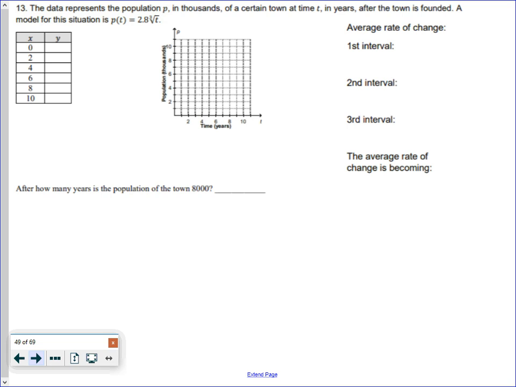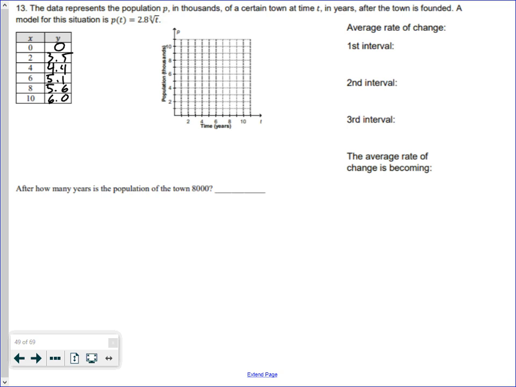So we plug in 0 into t, and you get 0. You plug in 2, you'll get about 3.5. You plug in 4, you get about 4.4. Plug in 6, you get 5.1. 8 gives you about 5.6. And 10 gives you 6.0. All right, so we're rounding to the tenths place.